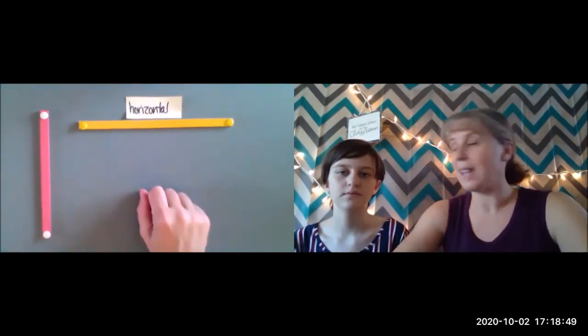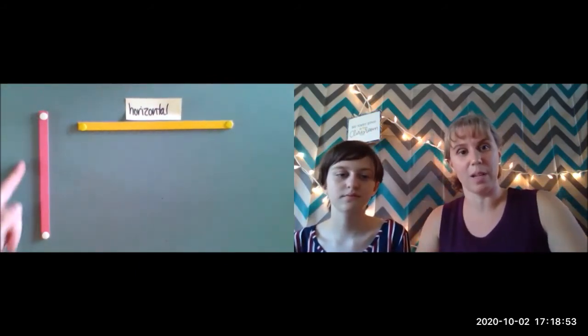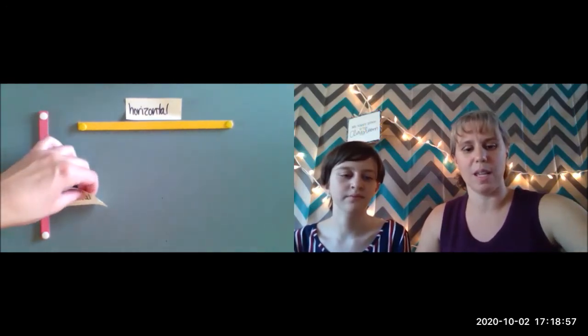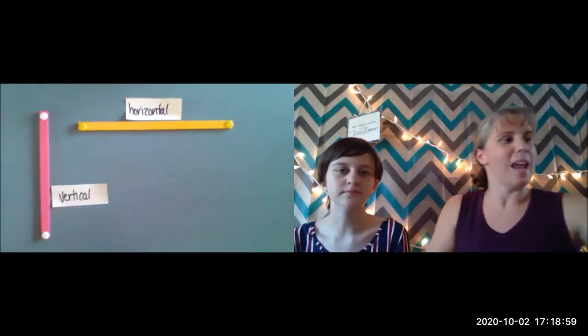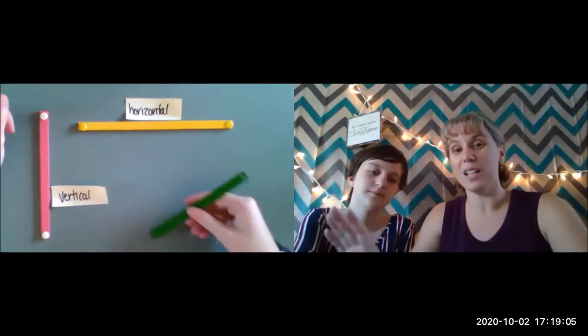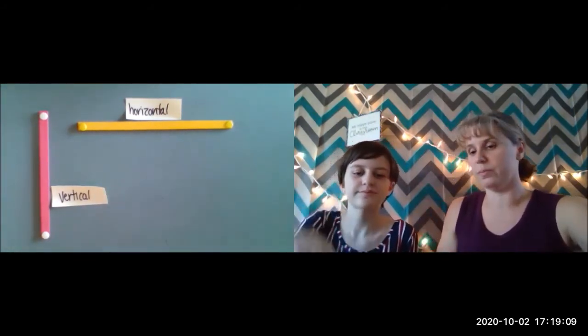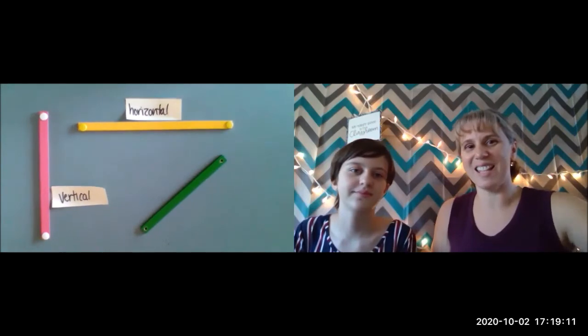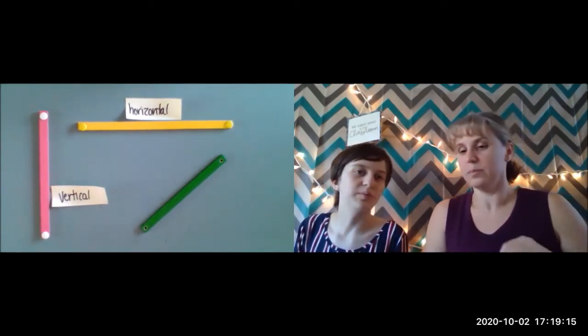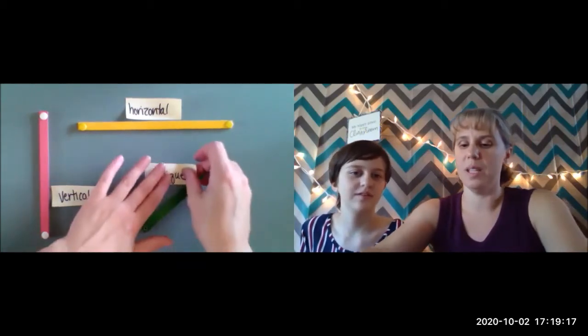When we are looking at lines that go from the top of the paper to the bottom of the paper like this one, we call this a vertical line. I'll put it on this side, vertical line. Now, Abby, can you place this green stick in a line, hold on, a line that is not horizontal or vertical? Yes. Do you remember the name for a line that's neither vertical nor horizontal? Oblique or diagonal. Oblique or diagonal.